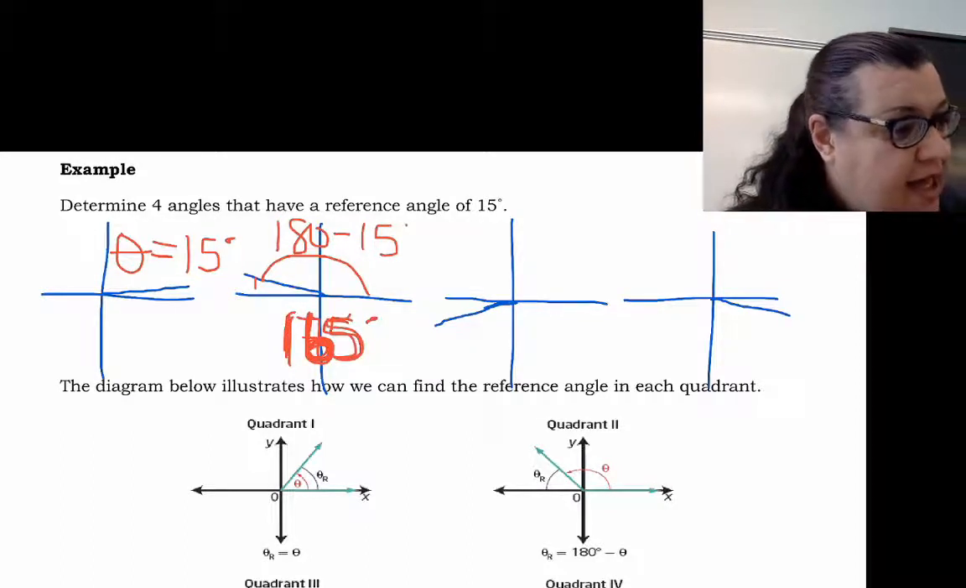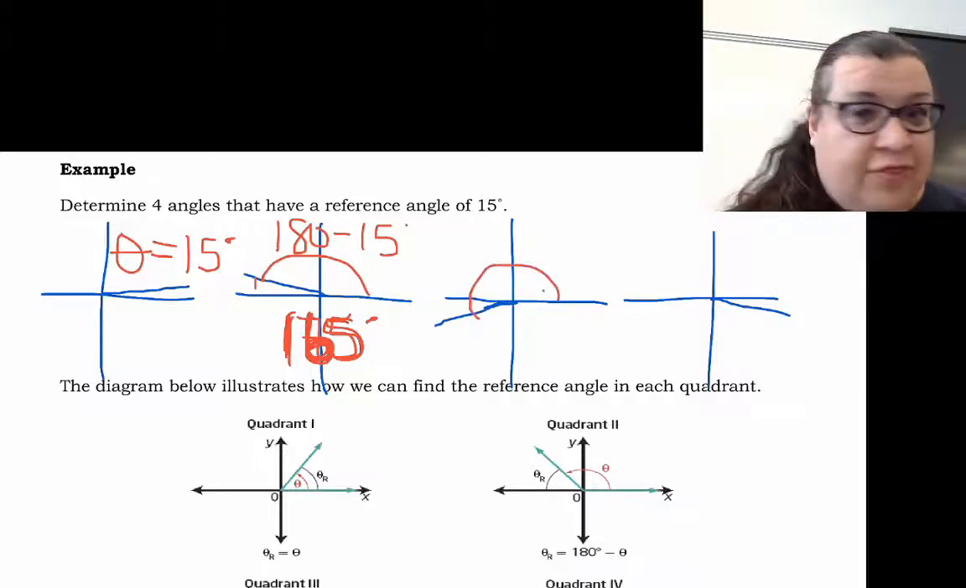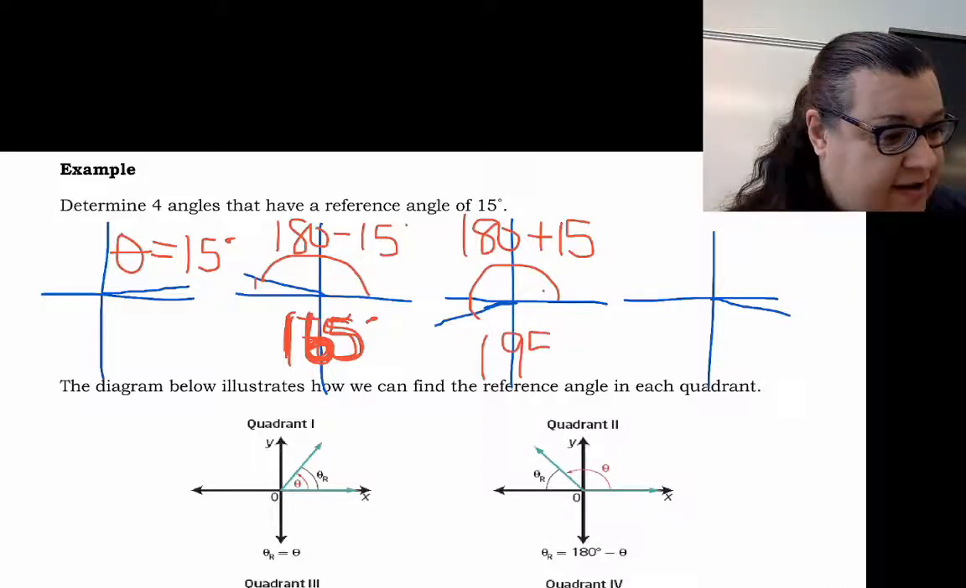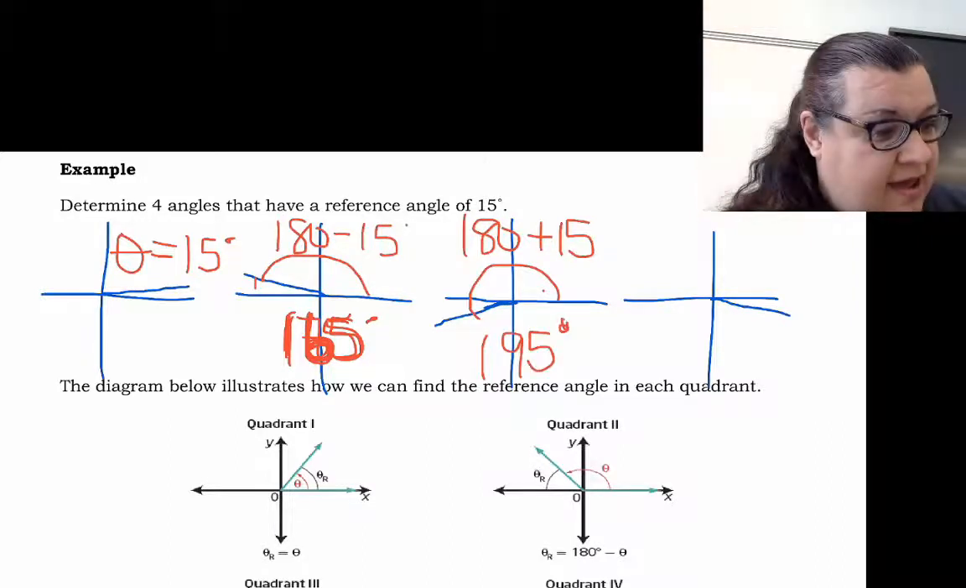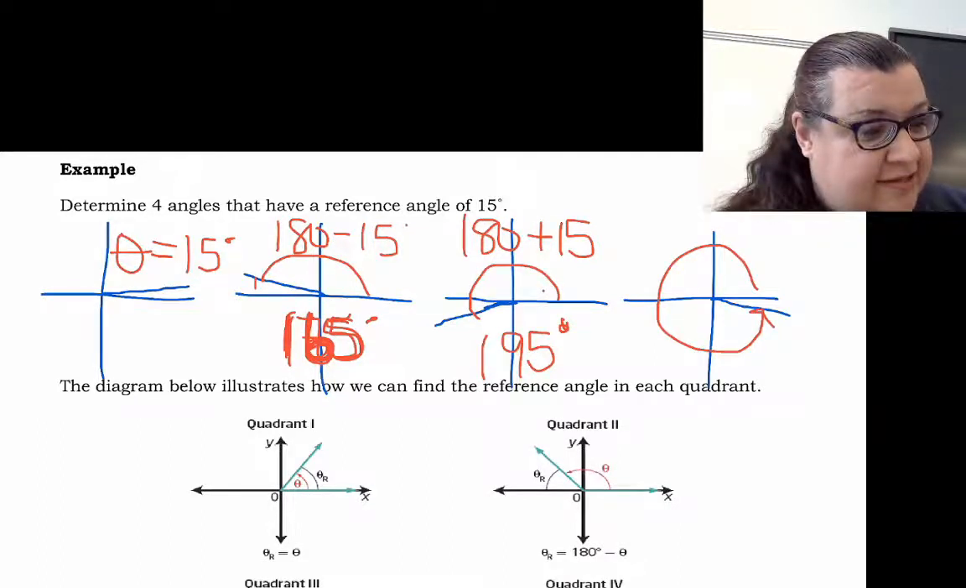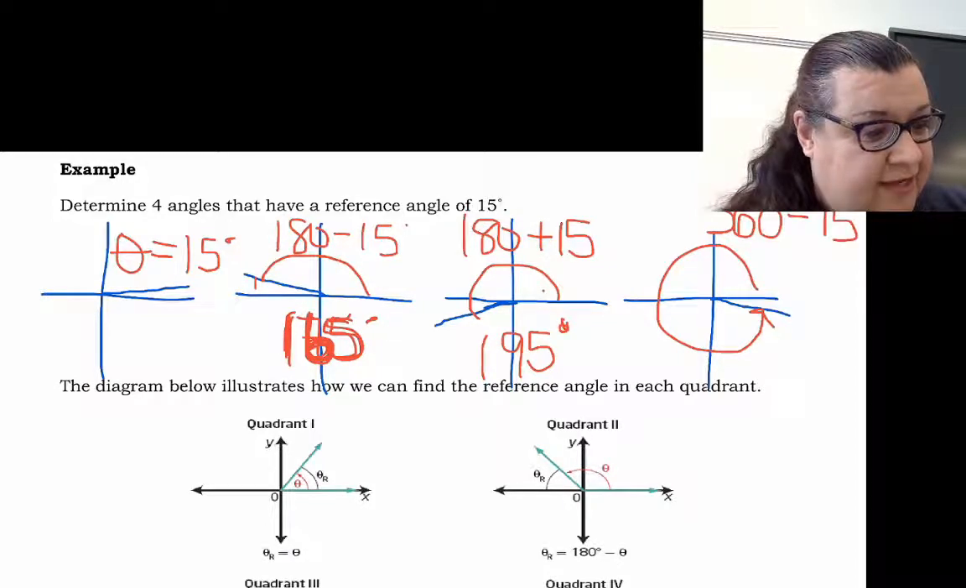Okay. When the reference angle is here in quadrant 3, it's 180 plus 15, which would be 195 degrees. And when the reference angle is in quadrant 4, so our principal angle is going all the way around like that, it's 360 minus the reference angle of 15, which is 345.